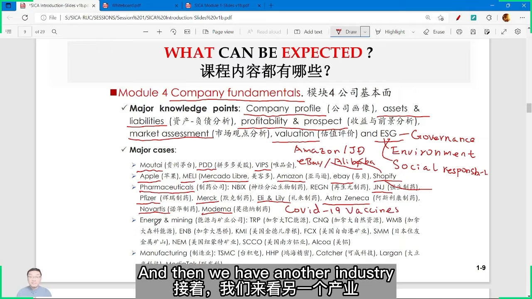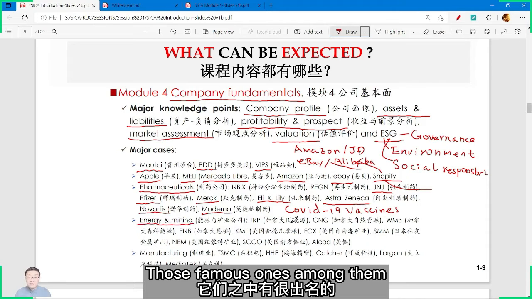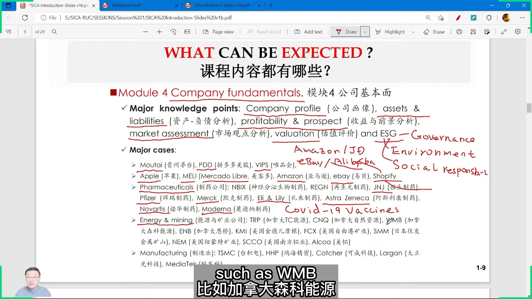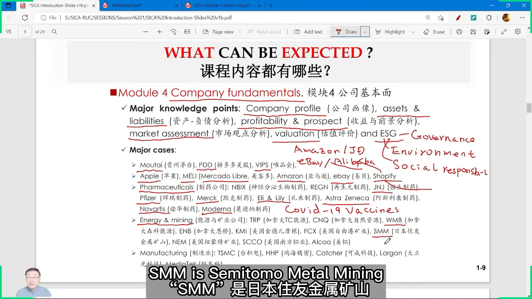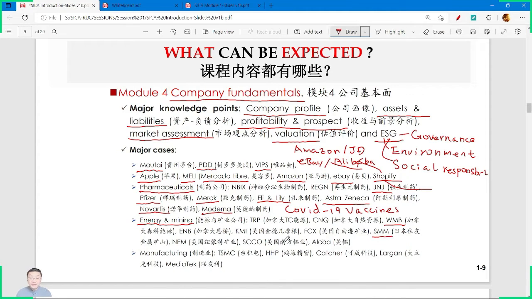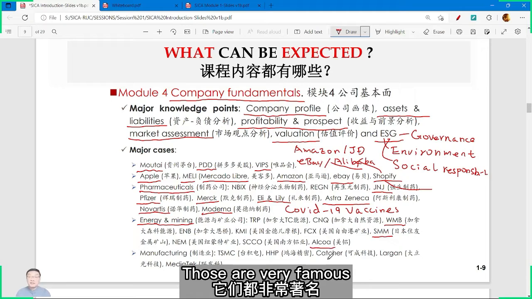And then we have another industry, energy and mining. Those famous ones among them, such as WMB, such as SMM. SMM is Sumitomo Metal Mining. And we have Alcor as well. Those are very famous.